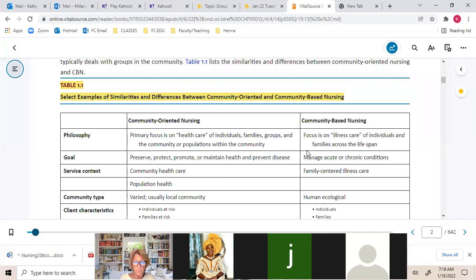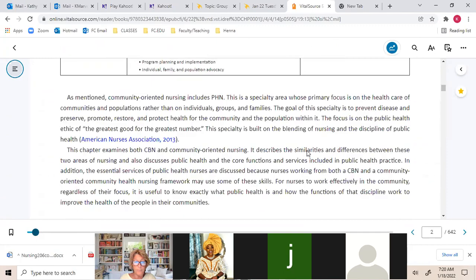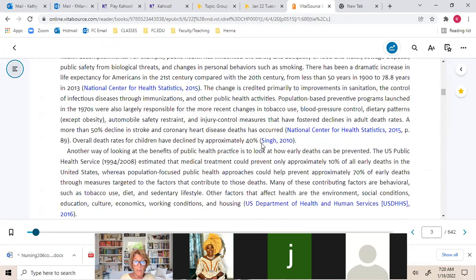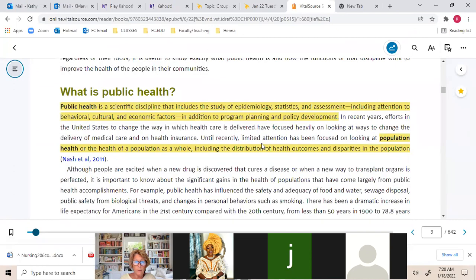Questions? Public health. Here's your definition of public health. It studies epidemiology, statistics, and assessment.